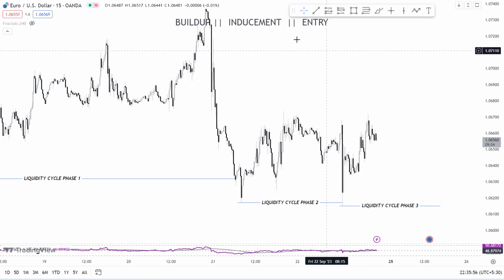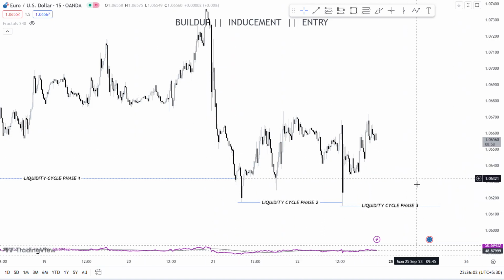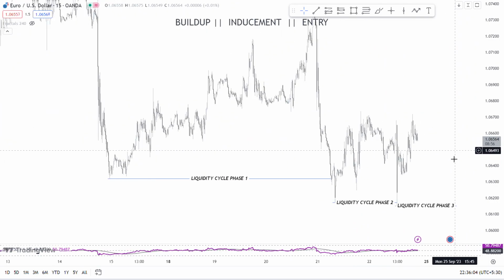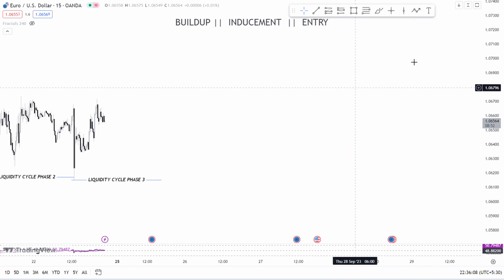In this video, I'm going to explain the concept of liquidity cycles. There are a total of 4 phases in the liquidity cycle, and in this video I will explain all 4 phases. So basically, what does the liquidity cycle mean?